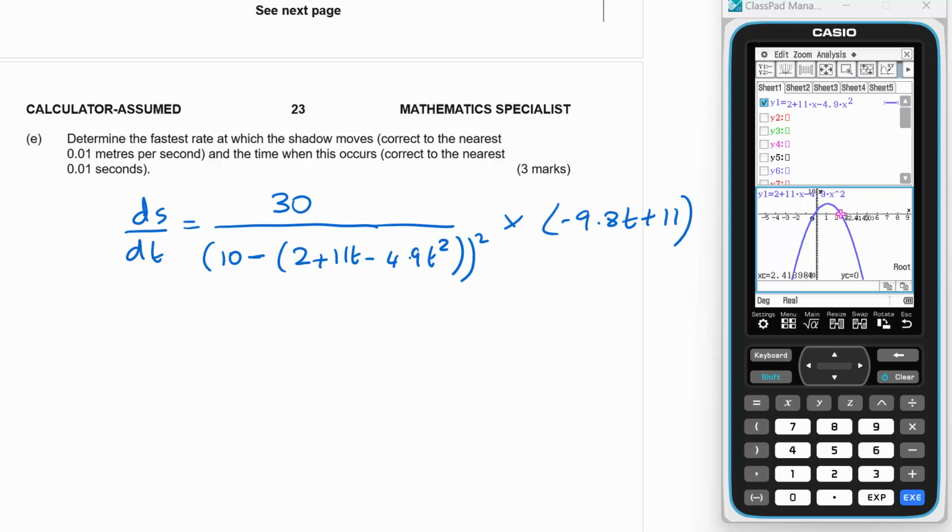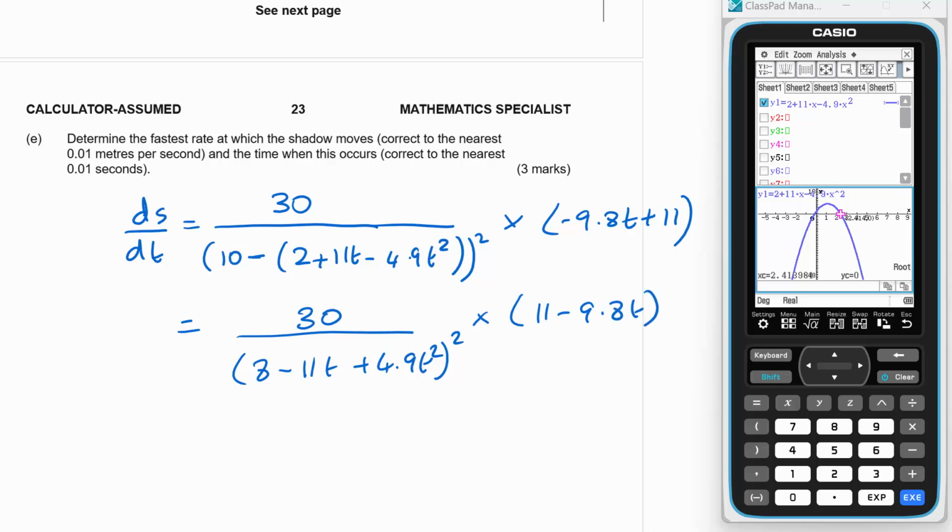Just simplifying that one step gives us 30 over (8 minus 11t plus 4.9t squared) all squared, multiplied by (11 take away 9.8t). And then all we need to do is put that into the calculator and find the maximum. And we know how to do that sort of thing. So the maximum is 17.47 meters per second. And the time that happens at is 0.77 seconds.